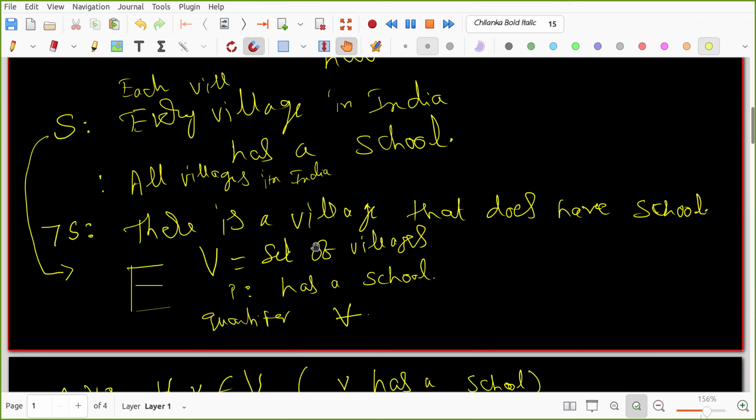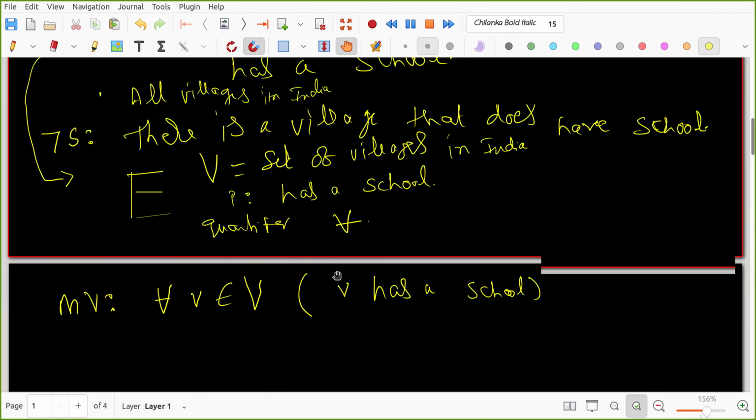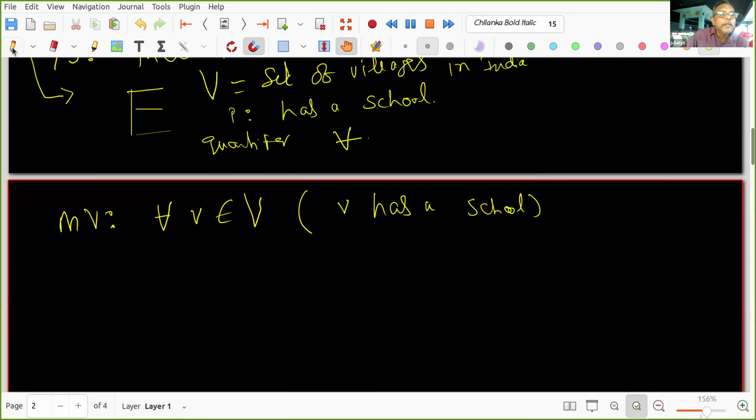V is the set of villages in India, and the property is village does not have a school, right? What is the quantifier? The quantifier is there exists. Good. So where are the changes happening?